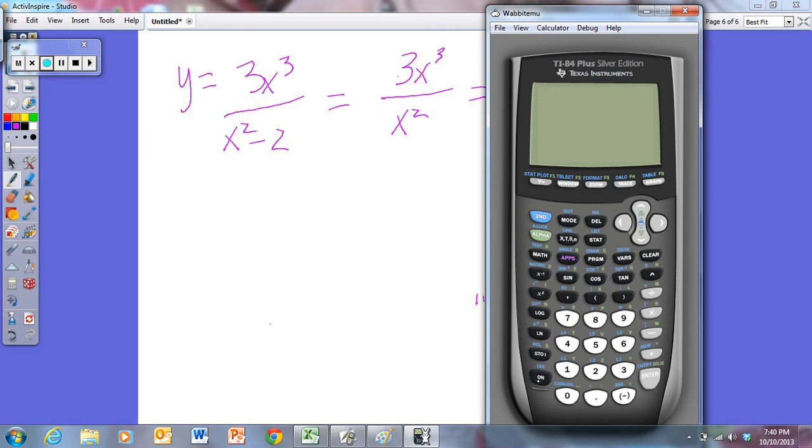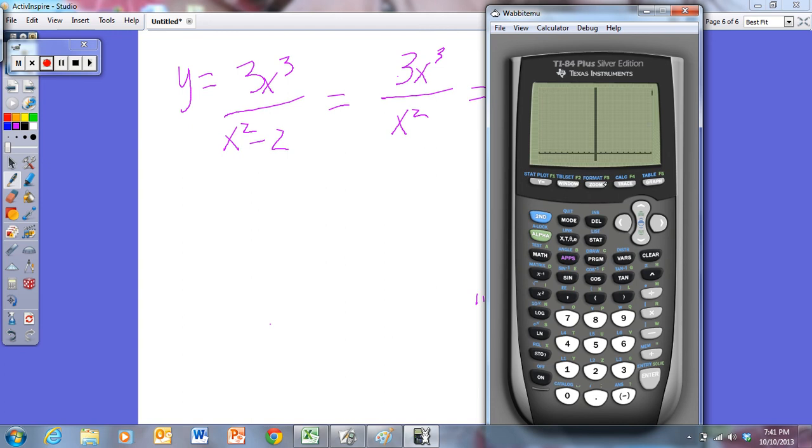So the function is 3x cubed, and then I have to push this button. I got a new operating system, so I got to get used to it. Divided by x squared minus 2. Now it's going to be a really funky looking graph.